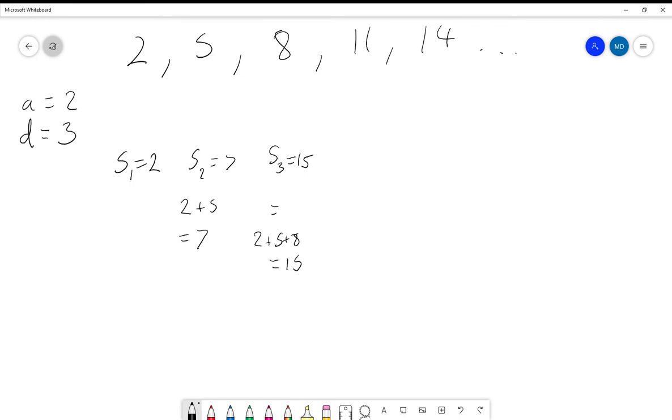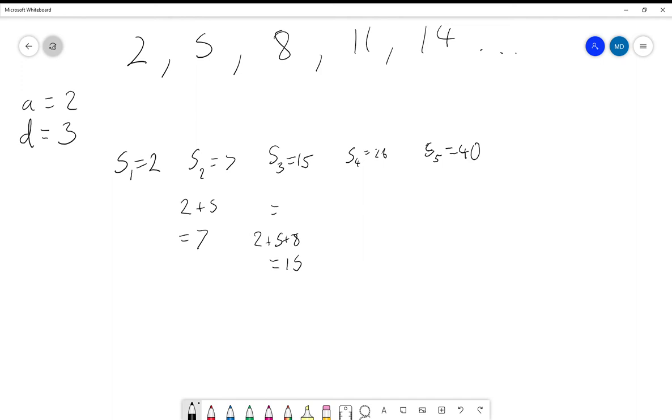Each part of an arithmetic series is the sum of all of the terms up to that point in the arithmetic sequence. So again, we could add on another one. S4 would be 15, of all three terms before, plus the 11, which would give us 26. And then for S5 we'd also have to add on the 14, and we get 40, and so on and so forth.